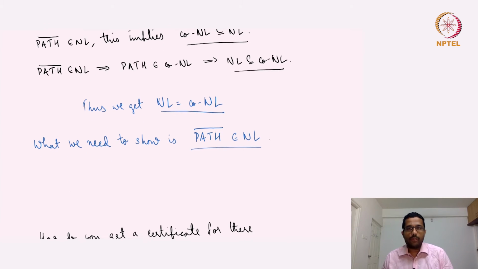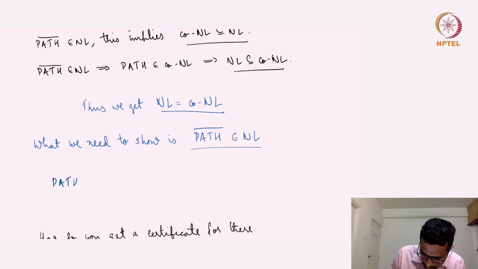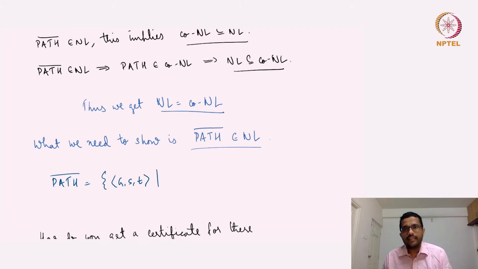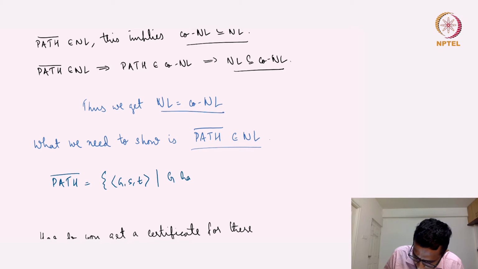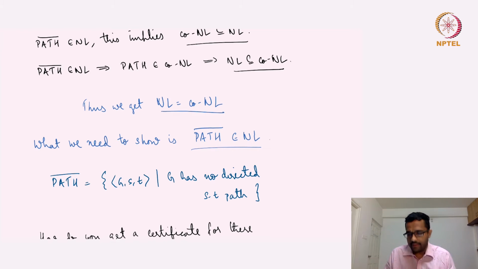So what is path complement? Let us just write it down. Path is the set of triples G, S, T such that G has a directed path from S to T. So path complement is the set of G, S, T such that G has no directed S-T path. So there is no path from S to T in G. That is the complement.